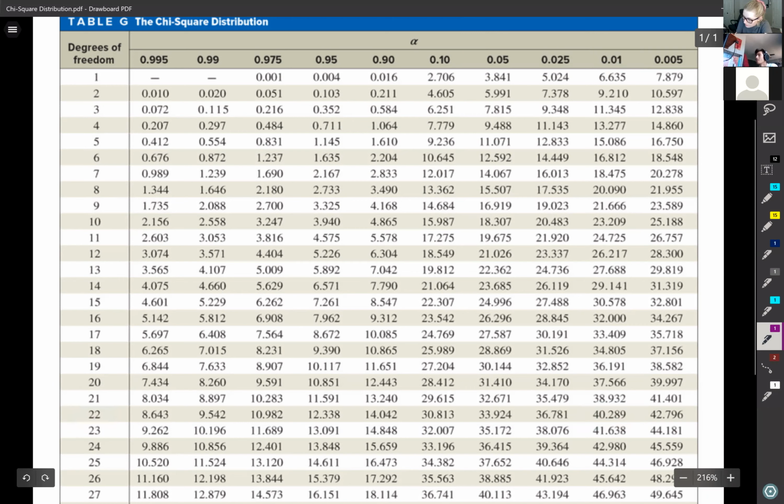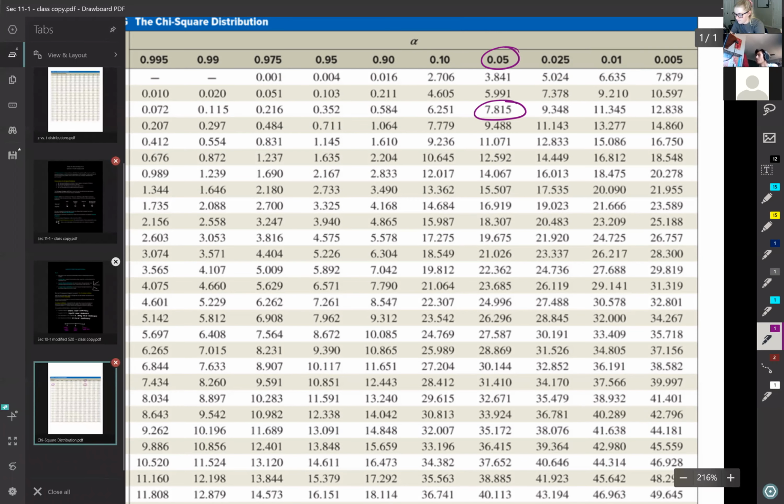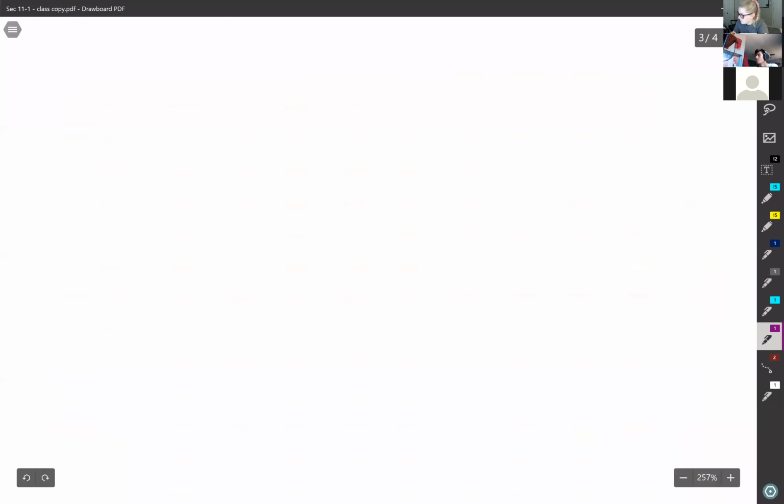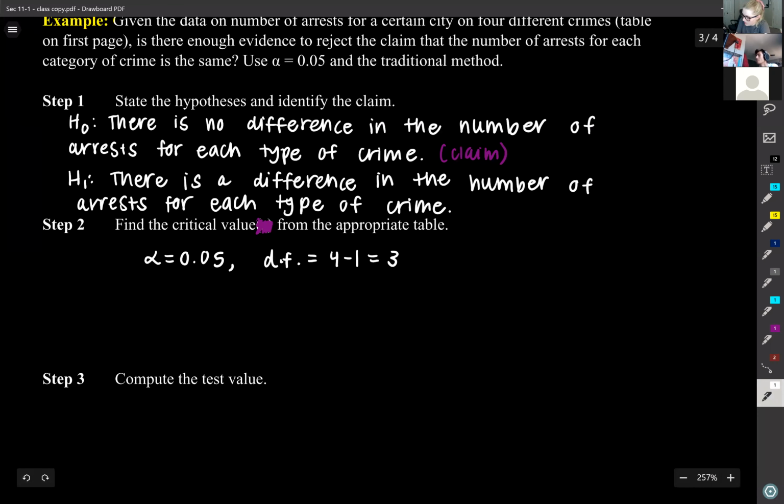So we're working with 3 degrees of freedom and significance of 0.05. That puts us at 7.81. Okay, so 7.815.